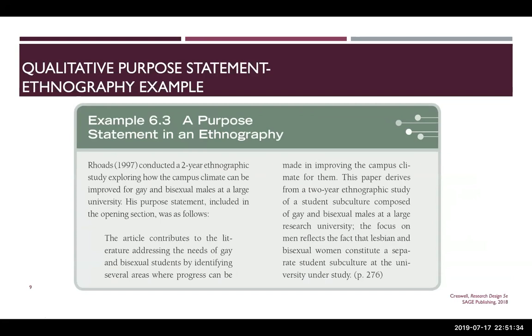Here's an ethnography example, and it says the paper derives from a 2-year ethnographic study of student subculture composed of gay, bisexual males at a large university. That's the site. The focus on men reflects the fact that lesbians and bisexual women constitute a separate student subculture at the university under the study. This article contributes to literature by addressing the needs of gays by identifying several areas where progress can be made improving the campus climate. So that's an example of a purpose statement for an ethnography.